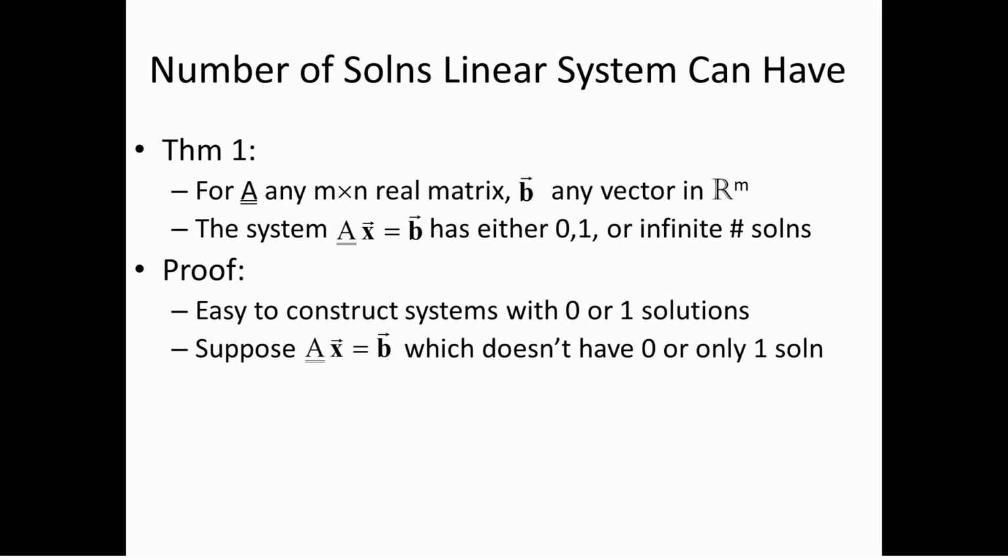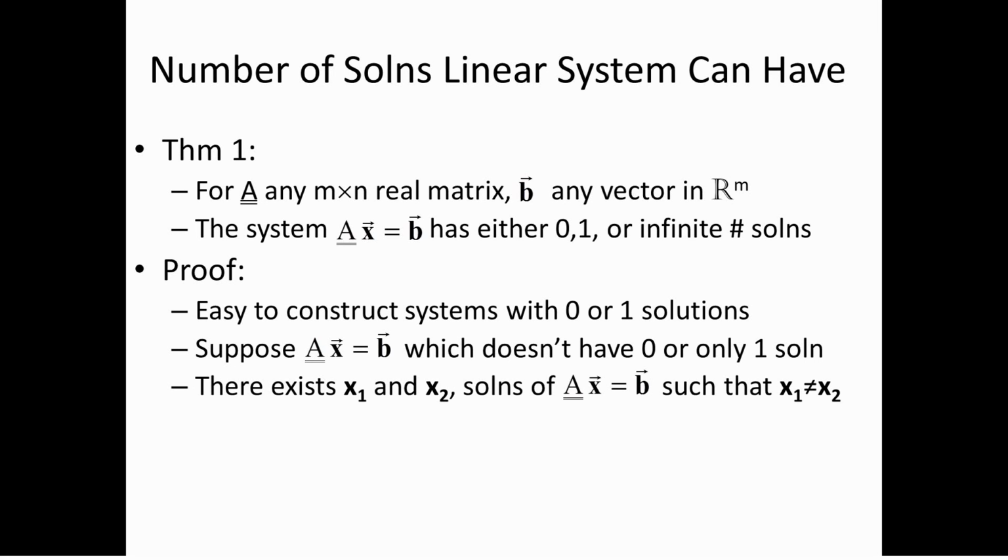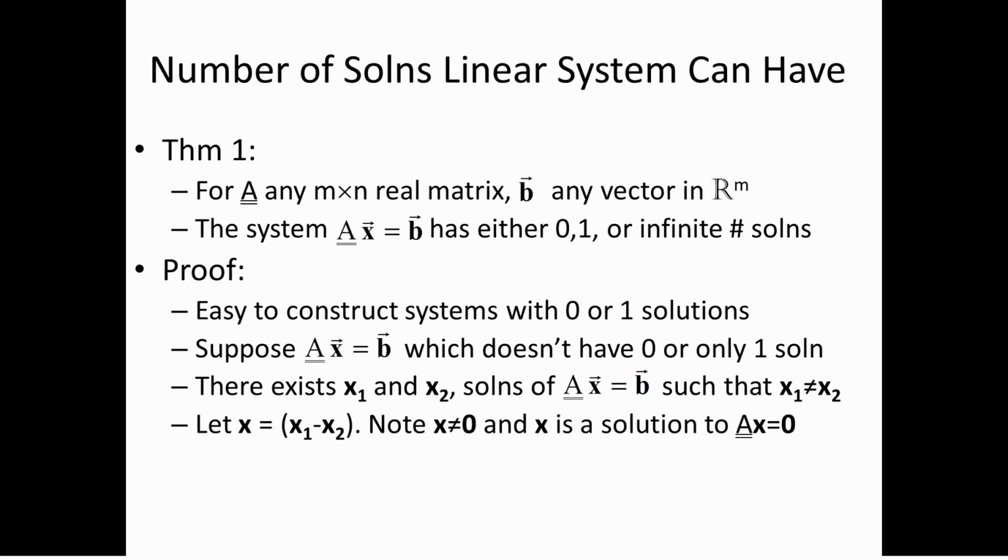So if this system does not have 0 or 1 solutions, it has to have at least 2. Therefore, there exist 2 distinct vectors, x sub 1 and x sub 2, that are both solutions to our original linear system. Notice that their difference, x, is a non-zero vector, and it is a solution of the system AX is equal to 0. In other words, it's in the kernel of A.